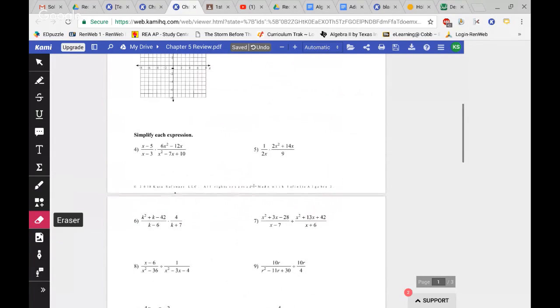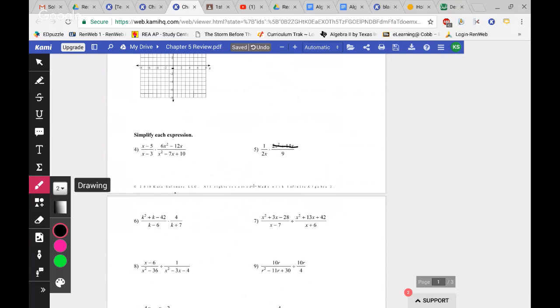All right, number 5. This top part factors to be 2x times x plus 7. And so this 2x cancels with that. And so my final answer is x plus 7 over 9.